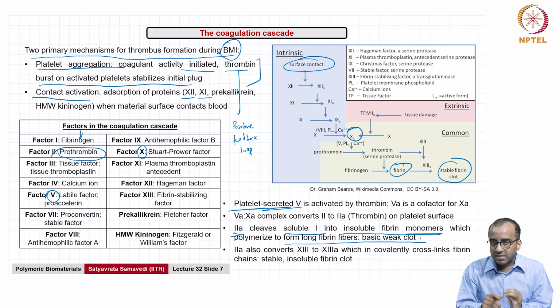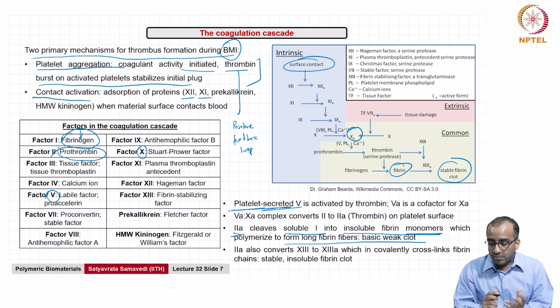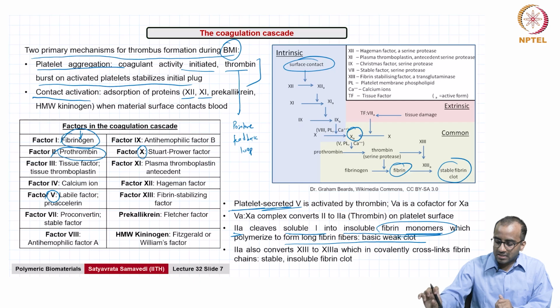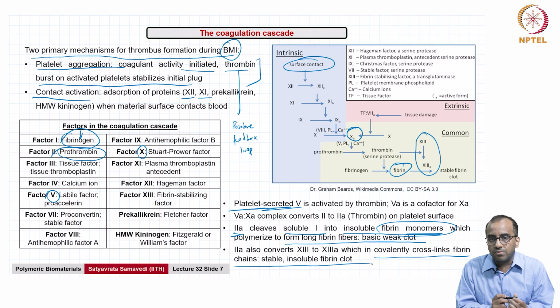Essentially, platelet secreted factors are activated by thrombin and in turn produce thrombin from prothrombin on the platelet surface, and the thrombin that is formed is able to now cleave the soluble fibrinogen to form insoluble fibrin monomers, which again polymerize to form long fibrin fibers, which forms the basic clot, but it is still not stabilized. In the last step, this fibrin clot is stabilized by factor 13 being activated, which covalently cross-links the fibrin chains to result in a stable insoluble fibrin clot.